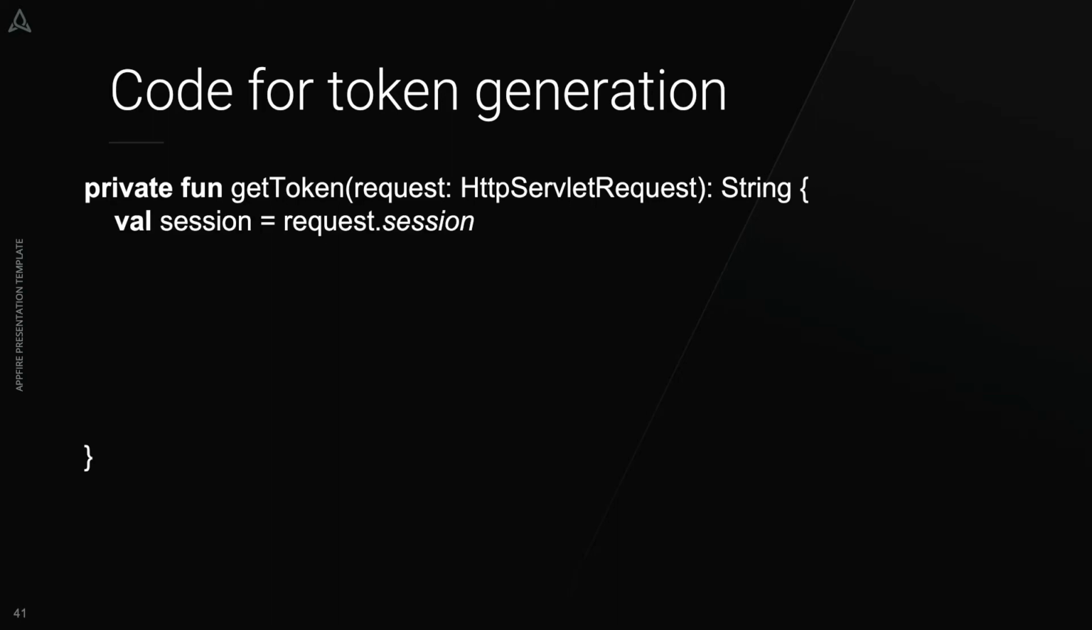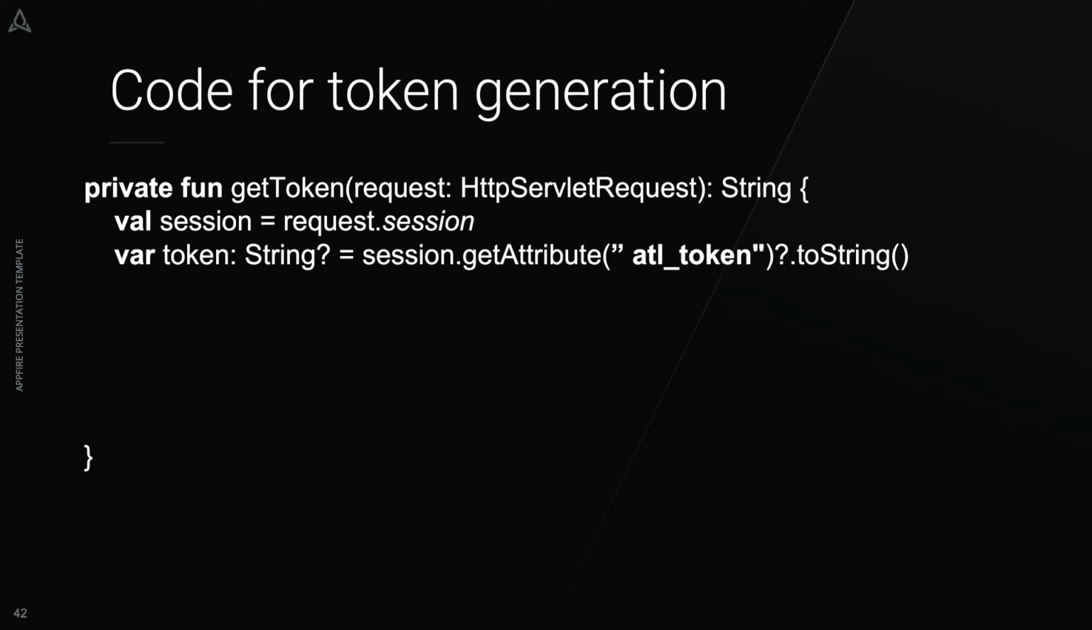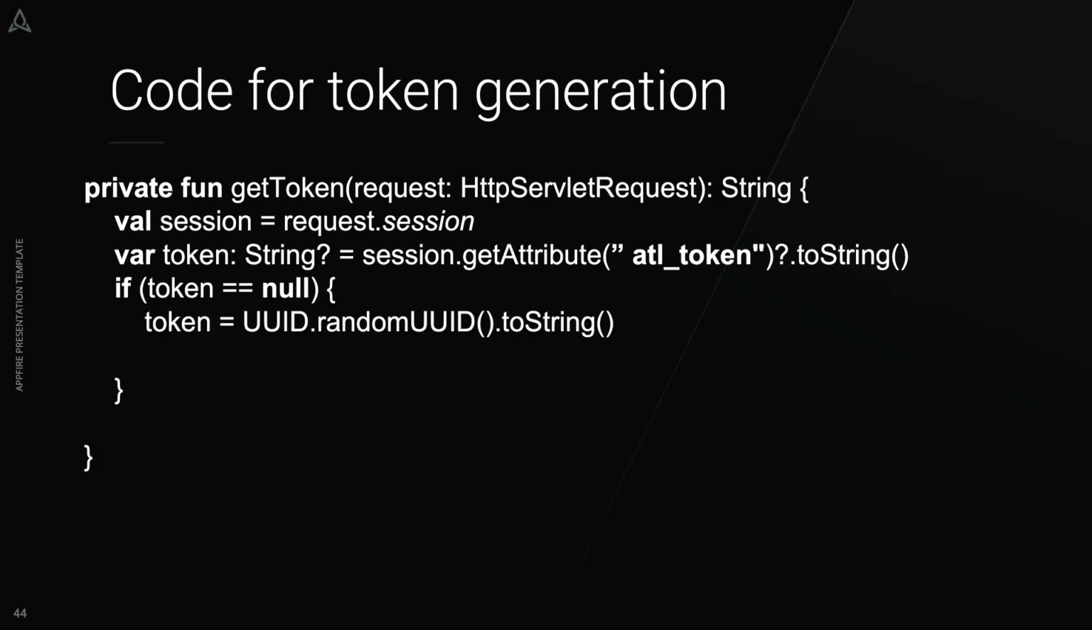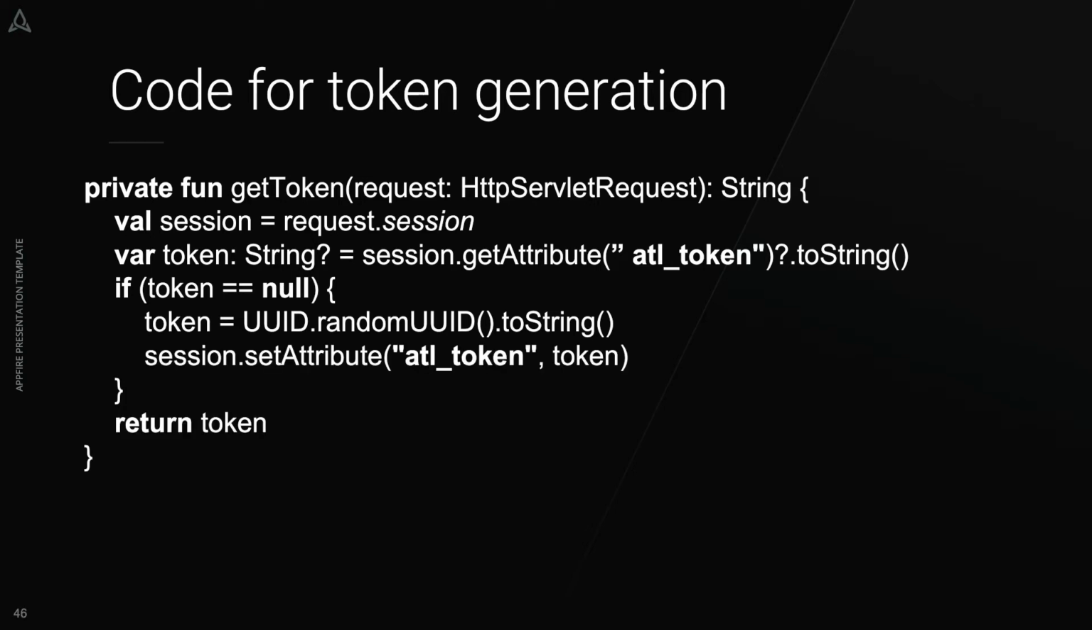Okay, so how to get the token? First of all, we get the request session because we are going to save our token for a session. Then we try to get the attribute. For example, our token is called ATL token. If the token is not found, then we need to generate it. In my case, I generated it with a random UUID, so it's random and it cannot be predicted. And then I set this ATL token as a session attribute and I return the token. That's it. That is how we can generate the token.